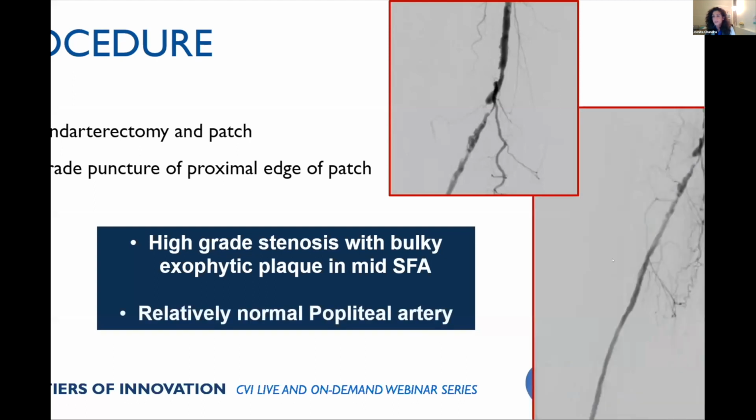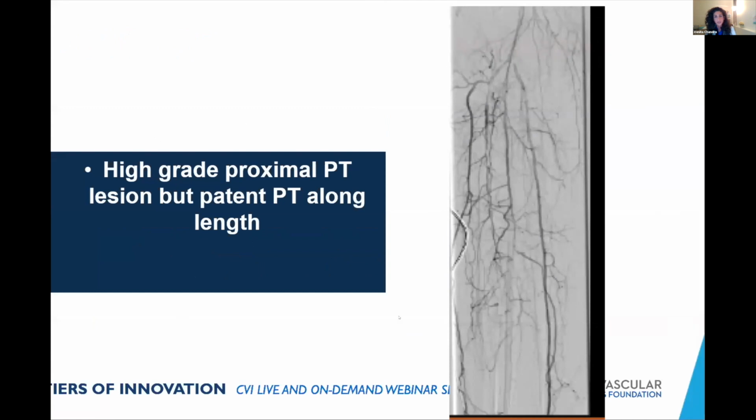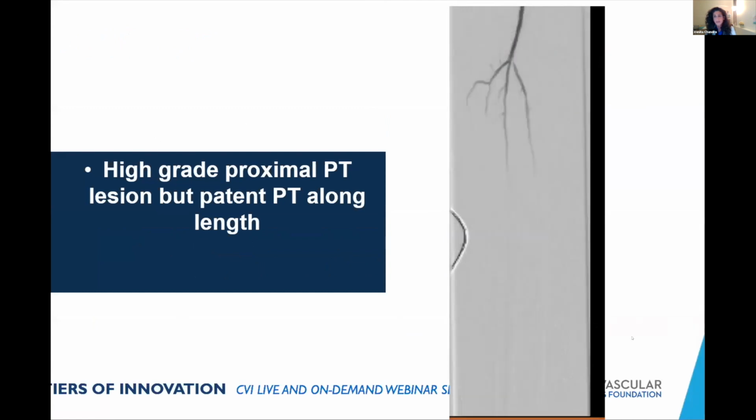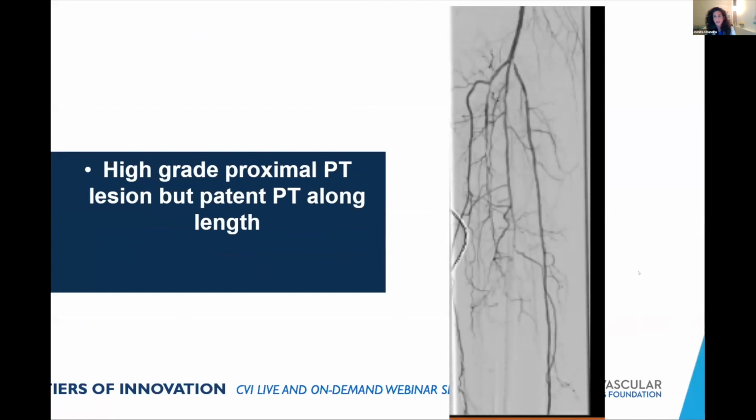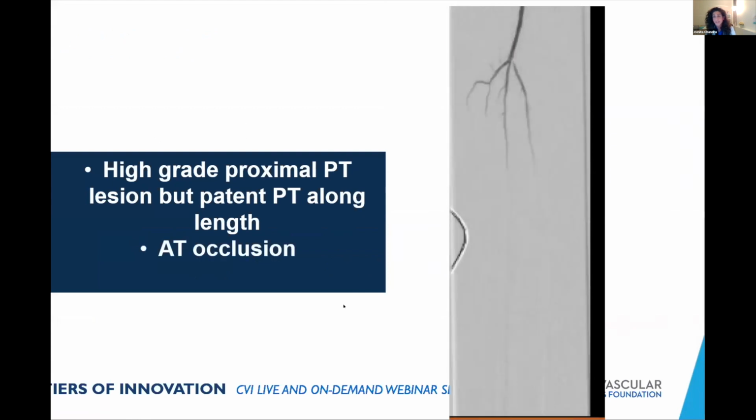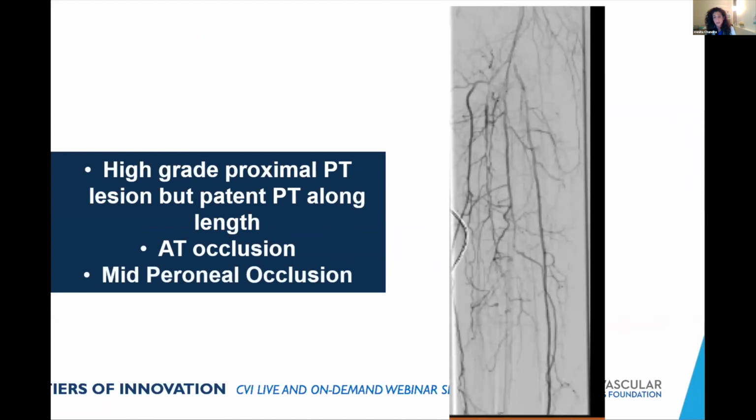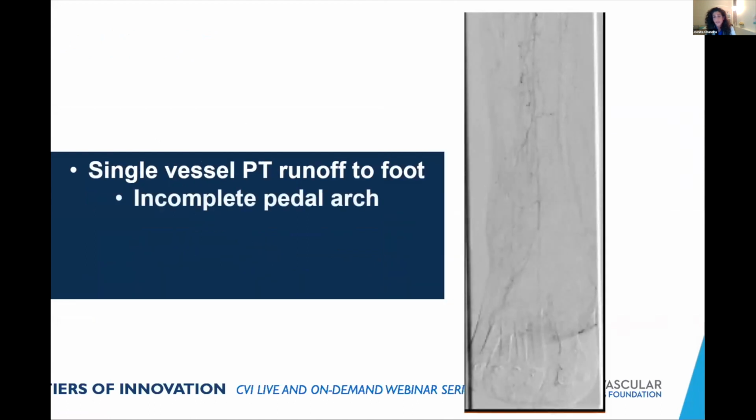Interestingly, his popliteal, at least by angiogram, looked okay, but we all know that it actually isn't that normal. I'm sure he has a fairly significant amount of calcifications. It's just not bulky and occlusive, so I didn't necessarily have to deal with it. His tibials, this angiogram is hard to see, but he has a high-grade proximal posterior tibial lesion. Then PT is his main run-off. His AT occludes and his peroneal occludes eventually. And he has single vessel PT run-off with an incomplete plantar arch.